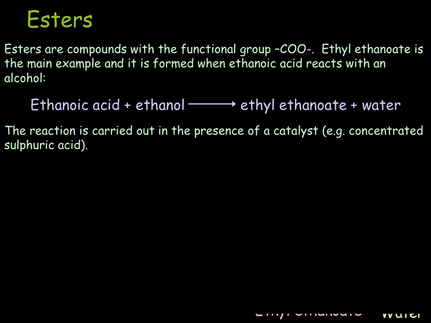In order to name esters, the part of the ester which has the yl bit comes from the type of alcohol, so ethyl coming from ethanol, and then the anoate bit coming from the ethanoic acid, so the anoate from the carboxylic acid. This reaction is carried out in the presence of a catalyst, and concentrated sulfuric acid tends to be the catalyst that we use. The structural reaction overall looks as follows.